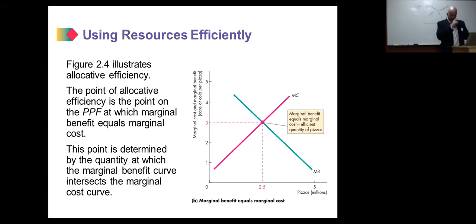Now, what do we observe? How does the marginal benefit from a good change as the quantity produced of that good increases? What do you think? Decreases. The marginal benefit from a good changes.